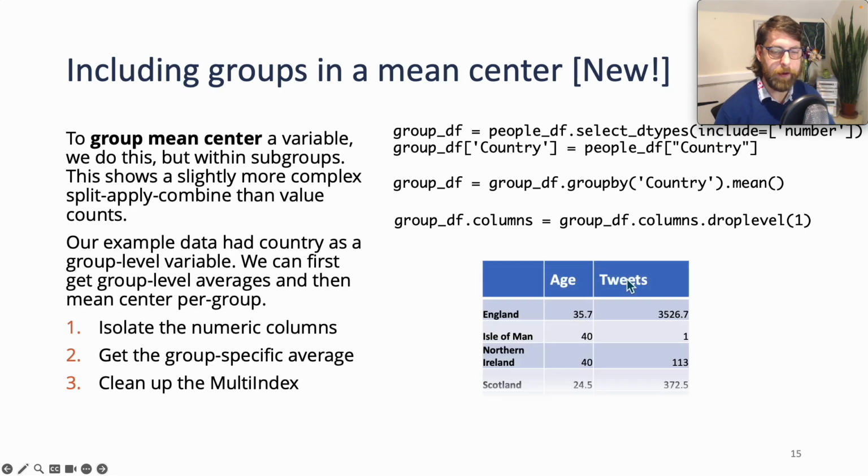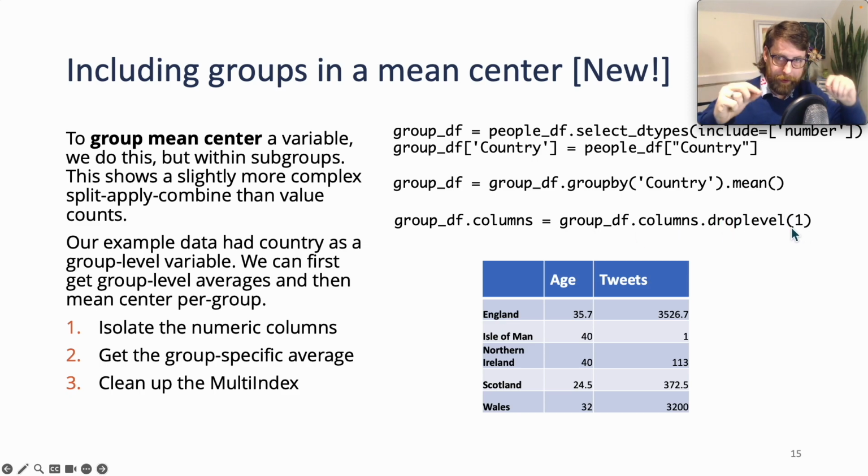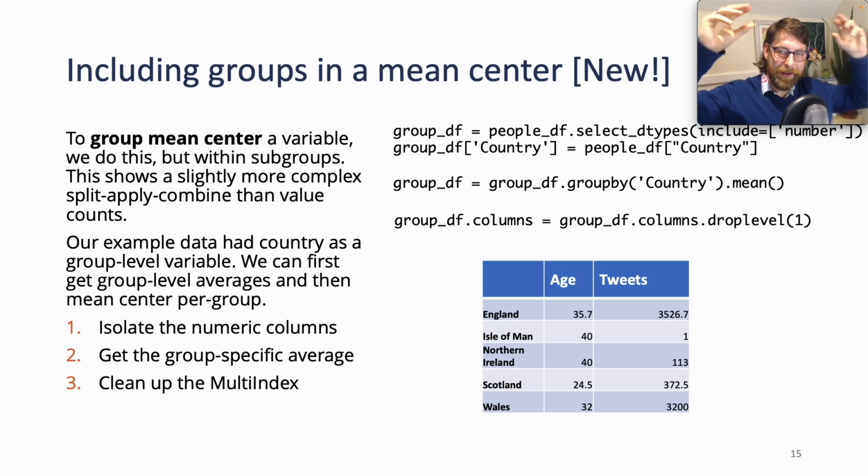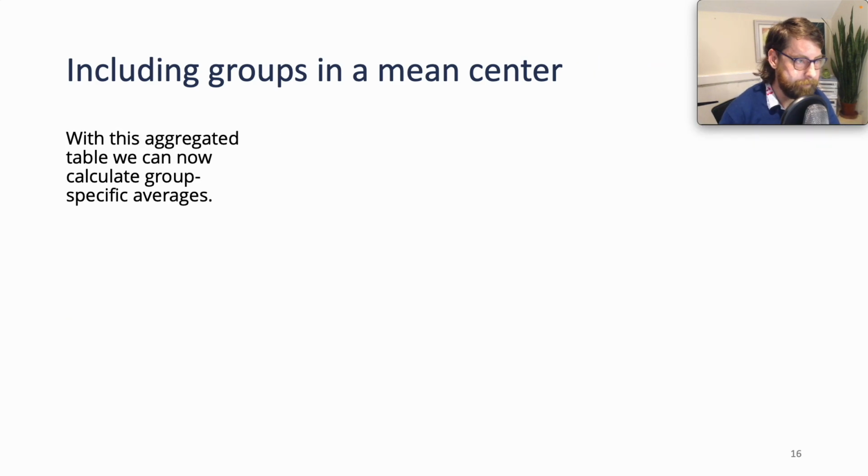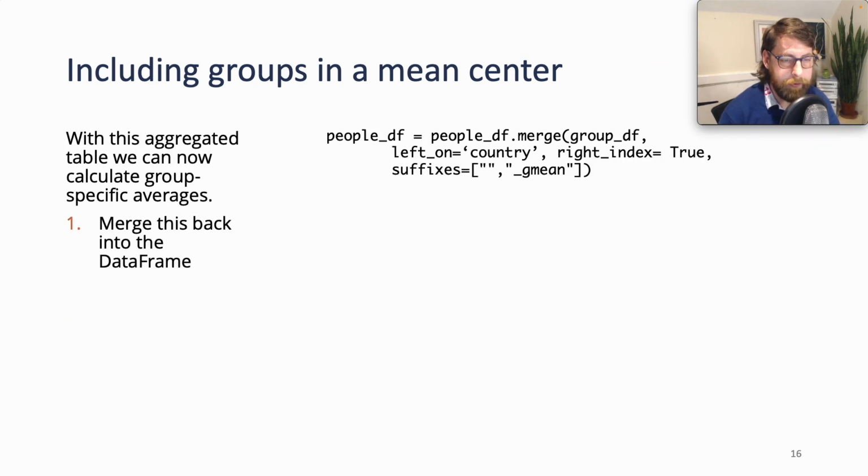So the third step then is to clean up that multi-index. We're going to drop that level right there, and that's how we would do that. Now, if you weren't sure which level to drop, just check that level 1 is the one at the bottom, 0 is at the top, and they always keep increasing in value as they go down through the columns. Okay, so with this interstitial data set, now we're going to merge it back into the data frame.